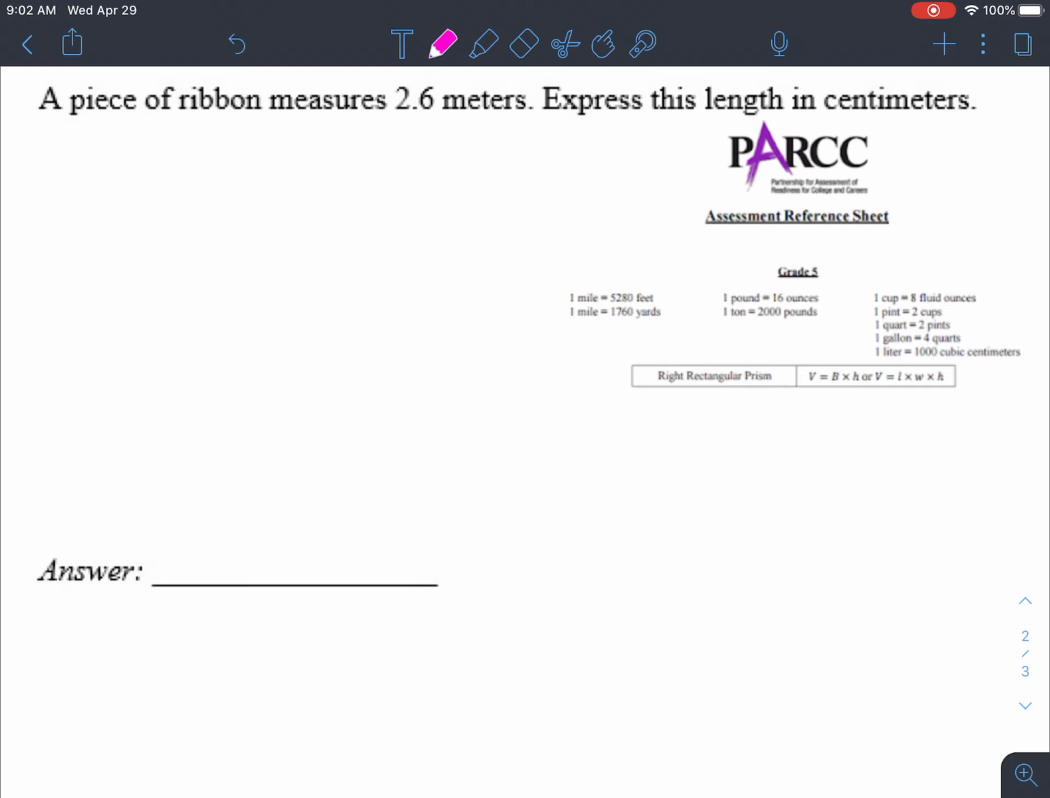All right, I'm seeing some words. I'm going to read it twice, once for context, the second time for annotations. A piece of ribbon measures 2 6/10 meters. Express this length in centimeters.